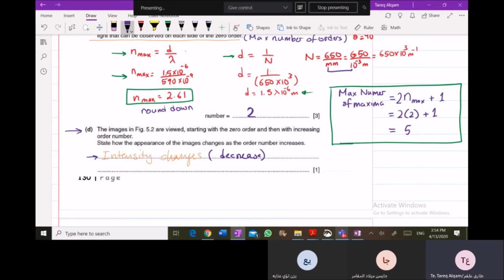Last thing, which is also easy: the images in figure 5.2 are viewed starting with zero order and then with increasing order. So we started from zero order, then we go to order 1, 2, 3 and 4. State how the appearance of the image changes as the order number increases. Of course, guys, if we go from zero order to the first order to the second order, the intensity changes, but it decreases. The highest intensity will be at the center, then the first order, then the second order, and so on.